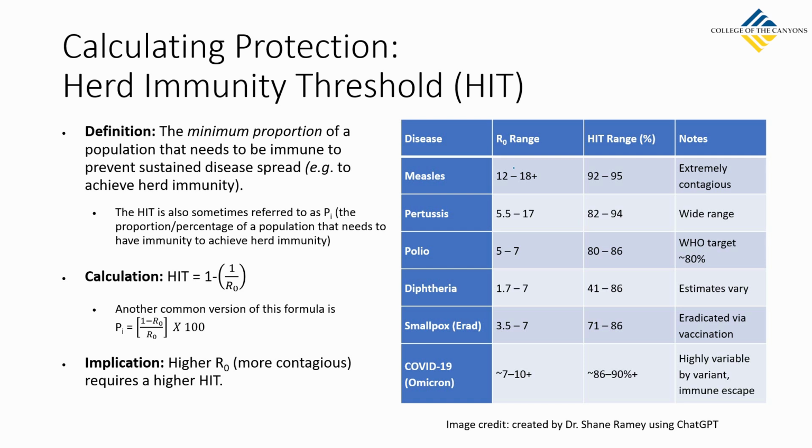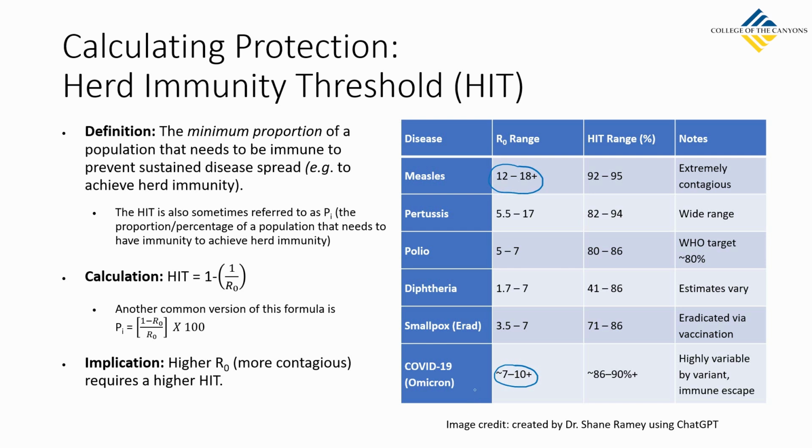So measles has an R naught value ranging from 12 to 18. That means at best, someone with measles will give it to 12 people, and at worst to 18 or more people. You can see some examples of extremely contagious pathogens here, like pertussis, polio, diphtheria. Down here is COVID-19. It's highly variable based on which variant we're talking about. If we're looking at Omicron, it's generally 7 to 10 people that someone would give it to if they had the Omicron variant of the virus that causes COVID-19.